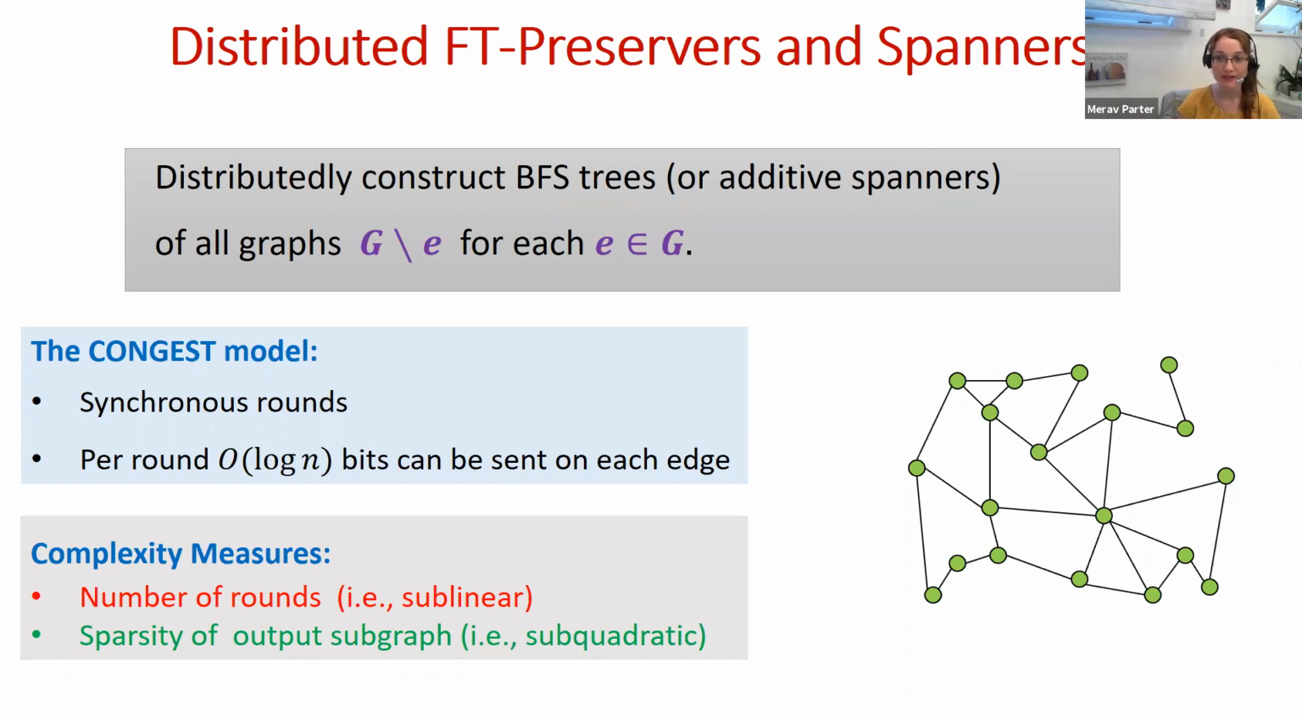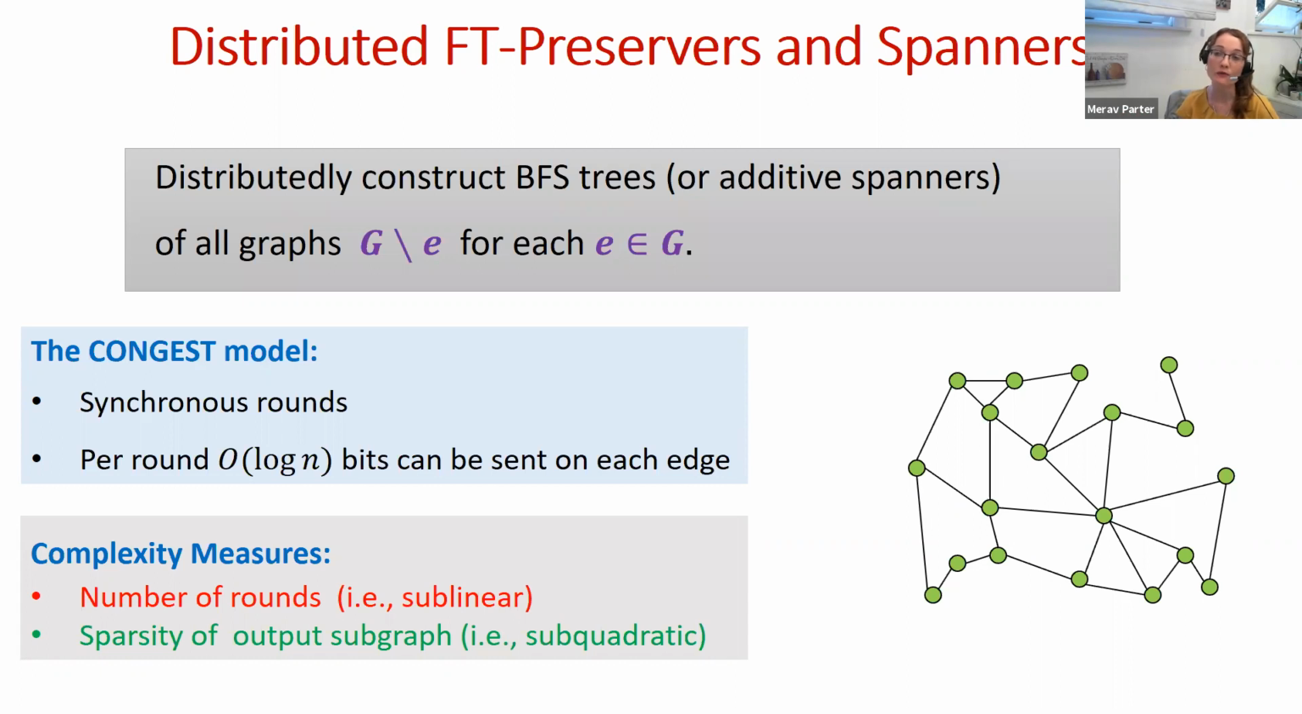Throughout, we will consider the standard message passing model, the CONGEST model, where we can exchange log n bits of information on each edge of the graph. Usually in the CONGEST model, the thing that we care about is the number of rounds. But in our setting, we care about two measures, the number of rounds and the sparsity of the output subgraph. Clearly, if we just allow taking the entire graph, say quadratic many edges, then in 0 rounds we are done.